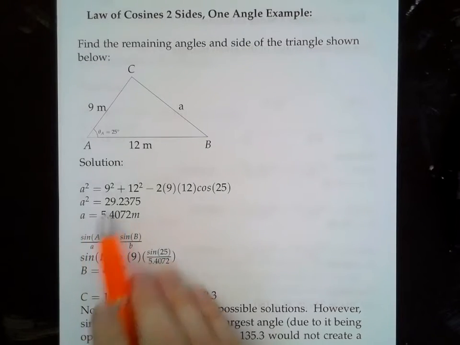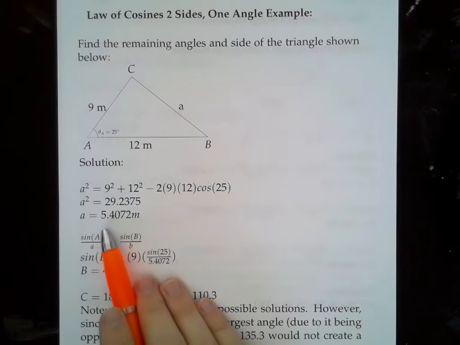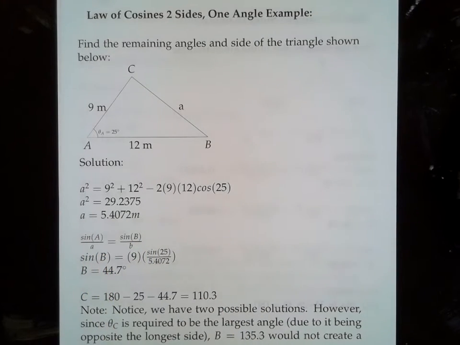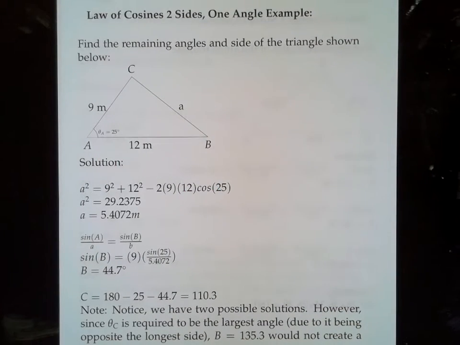It gives me a squared is equal to 29.2375, which means when I take the square root of both, I get that my side a is going to be 5.4072 meters. And again, meters just because that's what my other two sides are in.